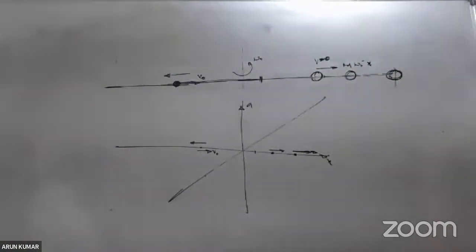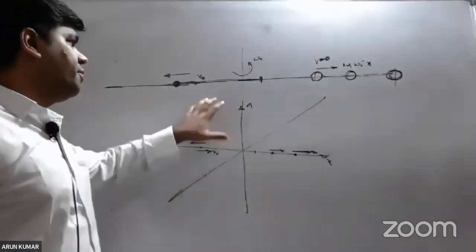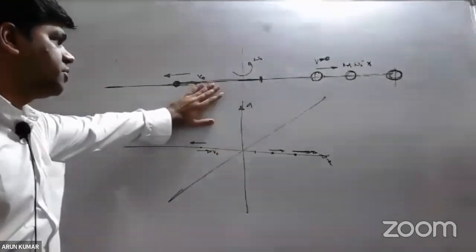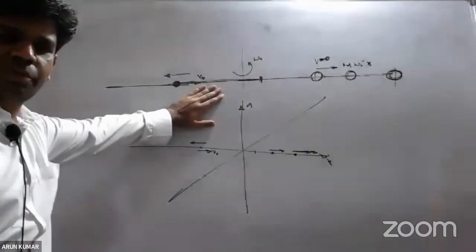All right. So just revise the AX graph once. We'll plot the VX graph for this problem and we'll go to this advanced level problem.